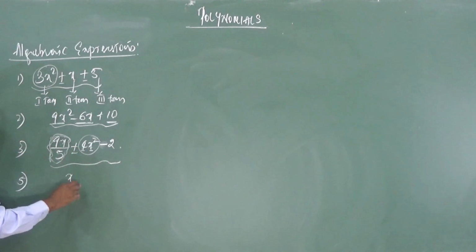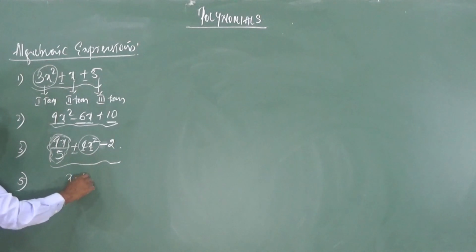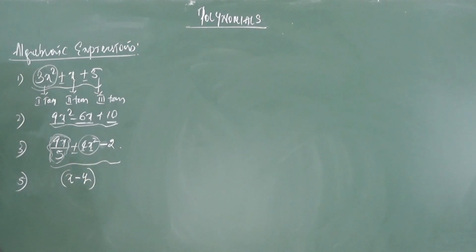x minus y is an algebraic expression. x is a variable, y is a variable. They are connected by a minus sign. The coefficient of x is 1 and the coefficient of y is 1. It is understood, as I told you earlier. So this is an example of an algebraic expression.